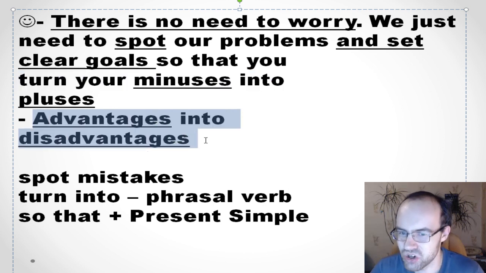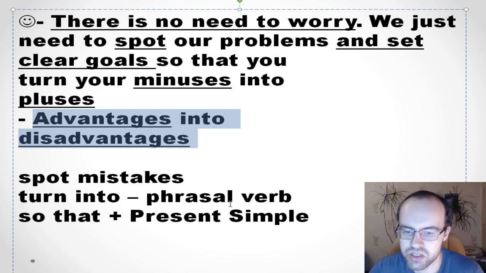Really, let's be stronger. So advantages, good things which we have. So what is advantages? It's about good things which we have, and disadvantages, it's about bad things which we have, so maybe negative things. Yeah, and spot mistakes.